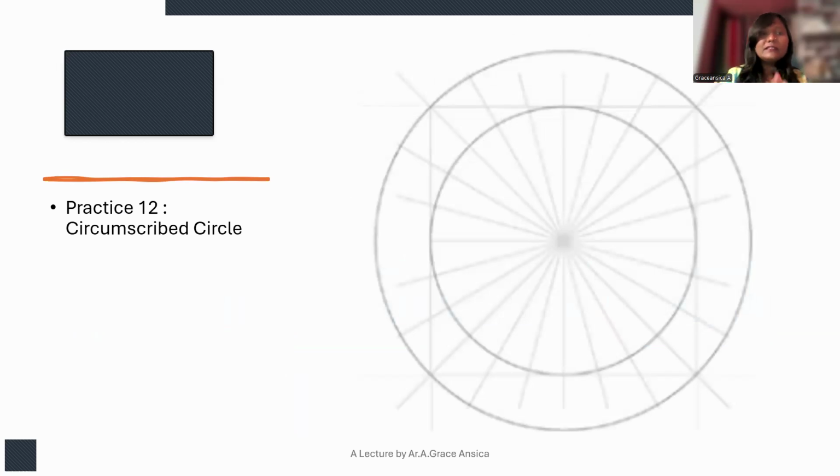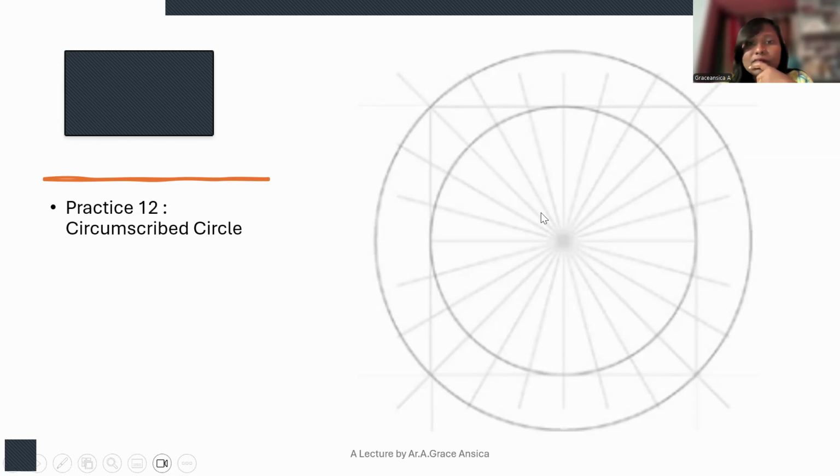Okay. The next is circumscribed circle. Circumscribed circle basically means there is one shape, and the circle is around the shape. It is not inside that shape, but it is around the shape. Okay. Again, so here you can see. So draw the square. Always start with the square. Okay. So from this square, connect the diagonals 1, 2, 3, 4. All the diagonals will be connected.